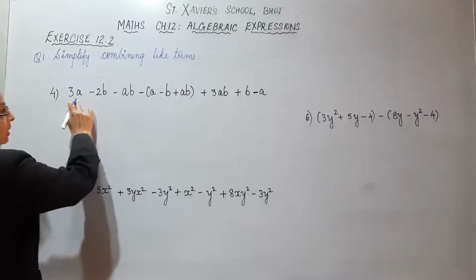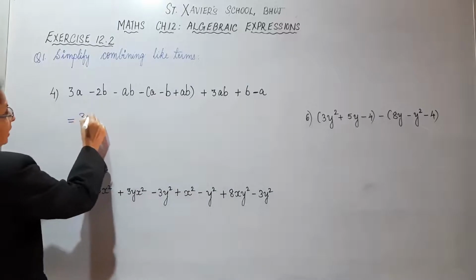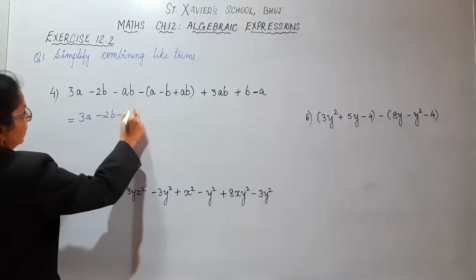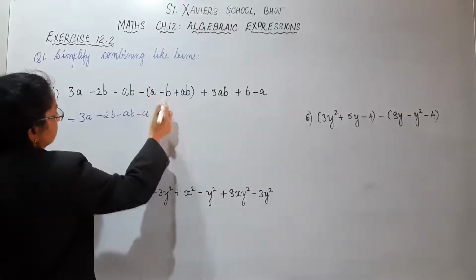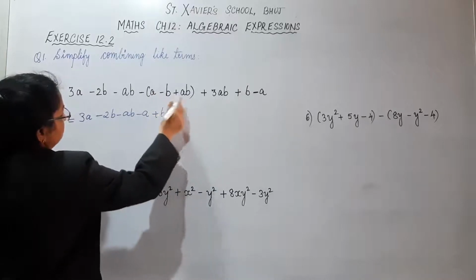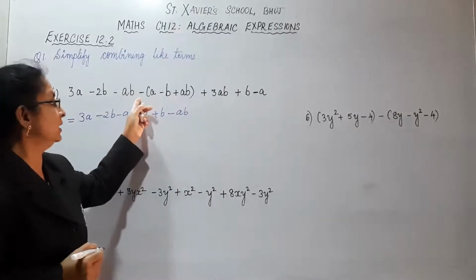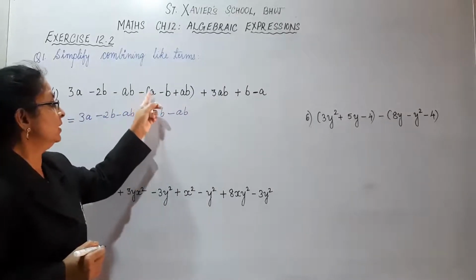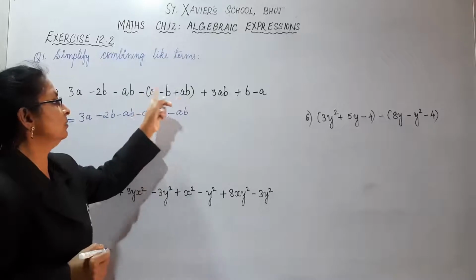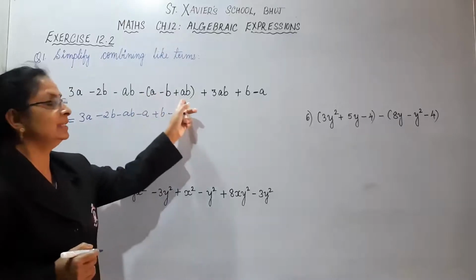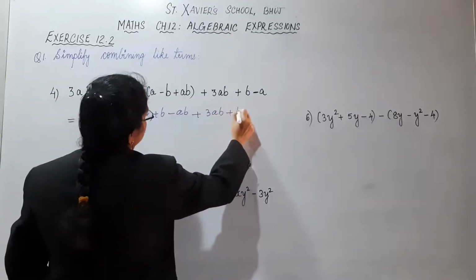First we have to open this bracket, so all the rest of the things we are going to write as it is: 3a minus 2b minus ab. Now open the bracket. a becomes minus a, minus b becomes plus b, and plus ab becomes minus ab. Because when we multiply with a negative sign, positive becomes negative, negative becomes positive. So all the signs will be opposite. Plus 3ab plus b minus a.